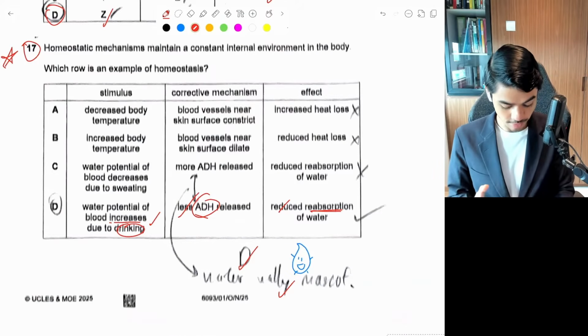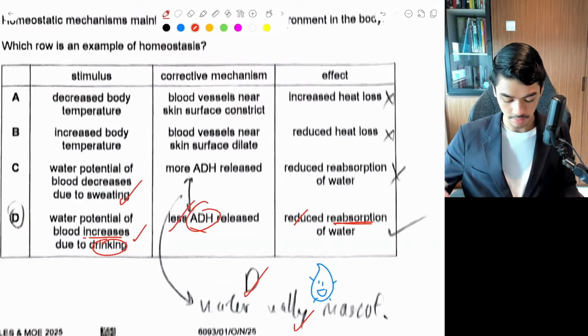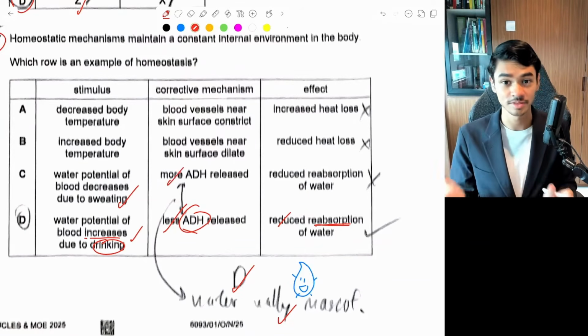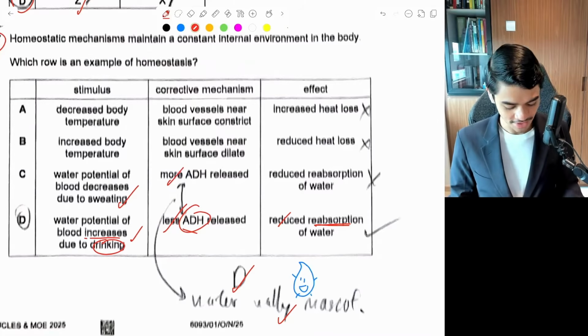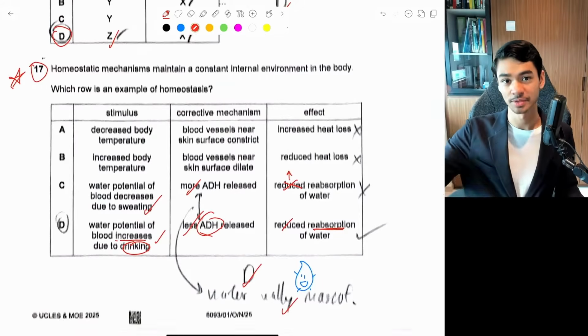Okay, let's look at C. Water potential of blood decrease due to sweating. Yes, this is true because when you sweat, you lose some water and therefore the amount in your blood decreases. So more ADH is released, yes, because the body's like, oh no, not enough water. We need more water, Wally. Please tell the body to save water. That will lead to increased reabsorption of water. Okay, I notice I'm doing from down to up, so let's just continue.